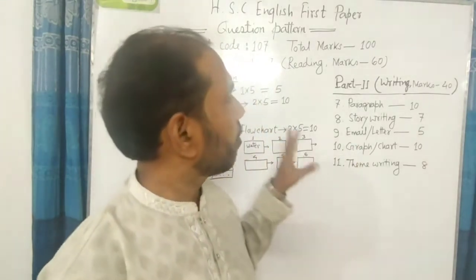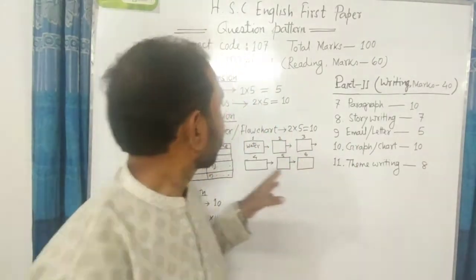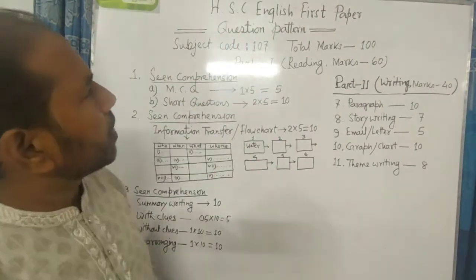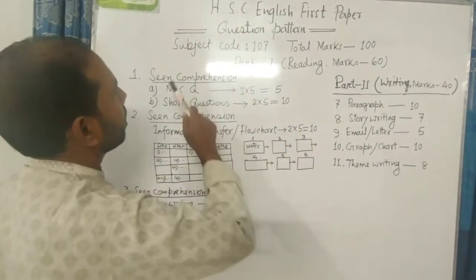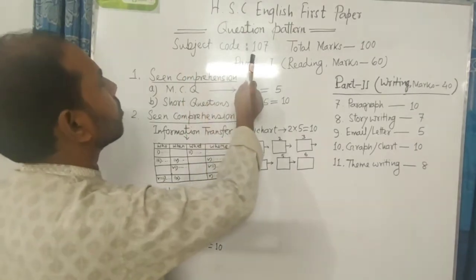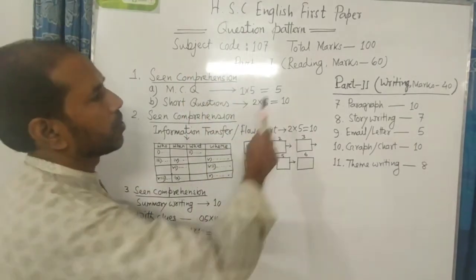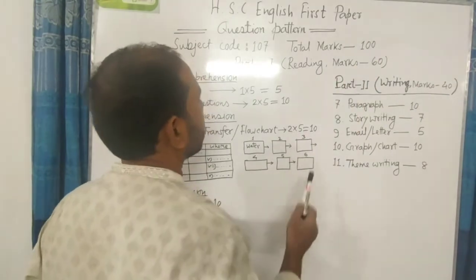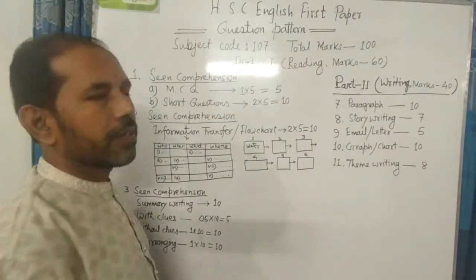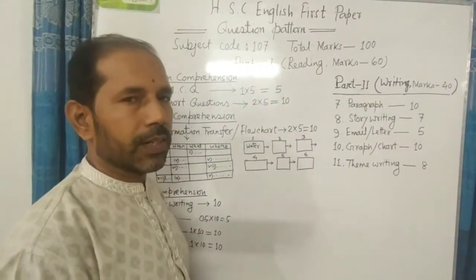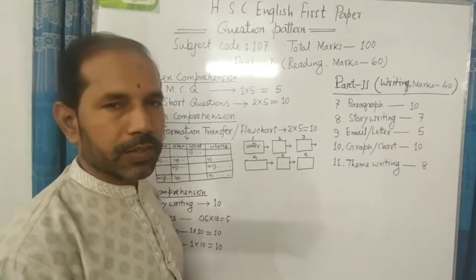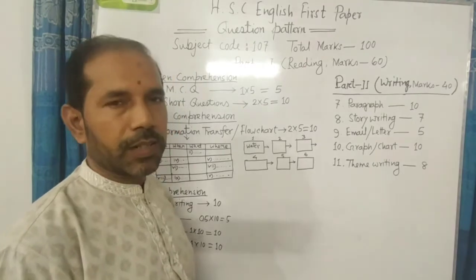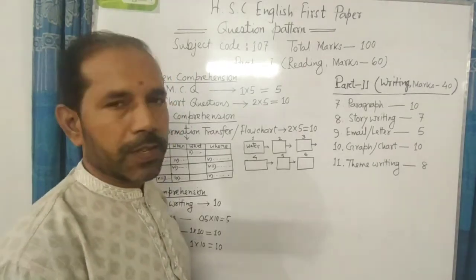I have written on the board, so please follow me. HSC English first paper question pattern. Okay, please follow me. Question pattern. Subject code 107. Total marks 100. Okay, and the time will be 3 hours. Generally, it is natural that if any subject carries the marks 100, then the time duration will be 3 hours. Okay.